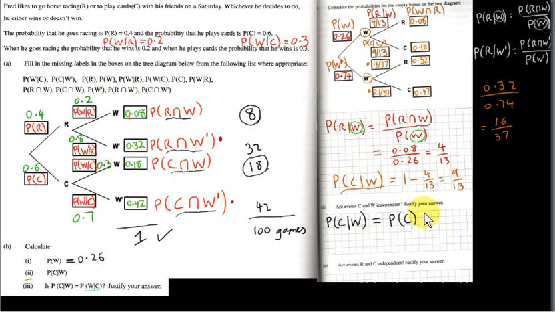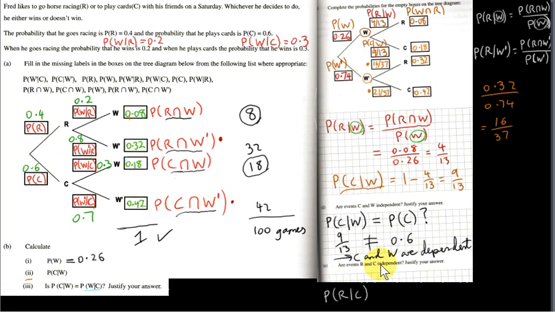So let's check to see if this one is true. If it's true, then the events C and W are independent. Well, it's only a matter of looking up these probabilities. The probability of C given W we saw was 9 over 13. The probability of C can be got from the tree diagram over here. We can see that it's 0.6. And 9/13 is not equal to 0.6. That means that C and W are not independent. Not independent means that they are dependent events. If they're not independent, then they're dependent.